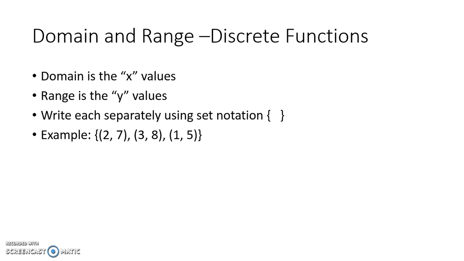Example would be a set of ordered pairs given here. You would write the domain inside set notation and then the range inside set notation. If you notice here, I put them in numerical order, both the domain and range. Mathematically, it's just good practice. It's not wrong if you don't.